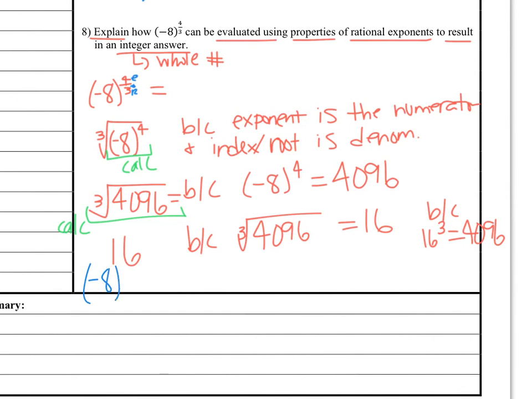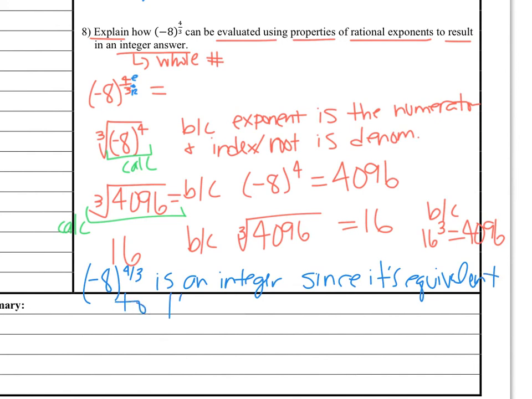Okay? So just write a quick little final statement. Negative 8 to the 4/3 power is an integer, since it's equivalent to 16, which is an integer. Okay, so go ahead and take a moment to pause the video or finish the video and write your summary and do your practice.